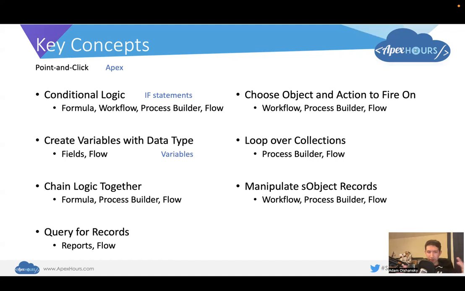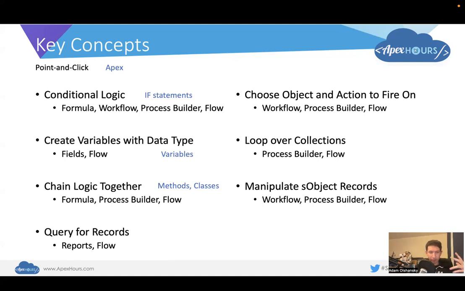We saw this option of chaining logic together, right? We saw it in formulas. We talked about that we can do it in Process Builder. We can do it in Flow. And we can also do it in Apex. And in Apex, these are called methods and classes, right? We're going to have different methods, and they can call each other, and they're going to exist in different classes.